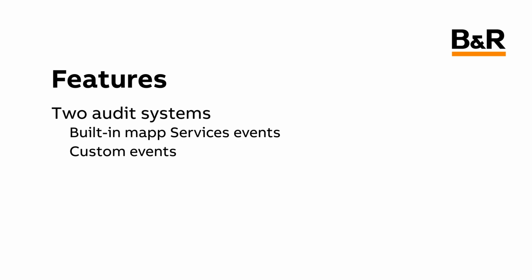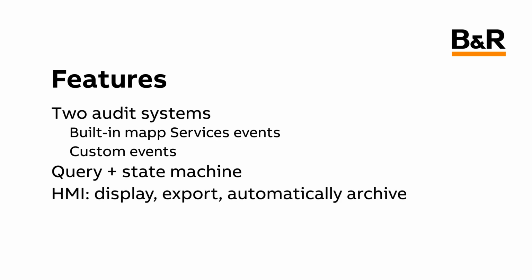code. Next, a query has been configured along with an accompanying state machine in code for querying large amounts of data. The optional mapp View frontend includes the ability to view the audit list and export archives. You can also configure automatic archiving. As time goes on, additional features may be added to the Map Audit Framework. Be sure to check the help file of the latest version to see the full list of current features.